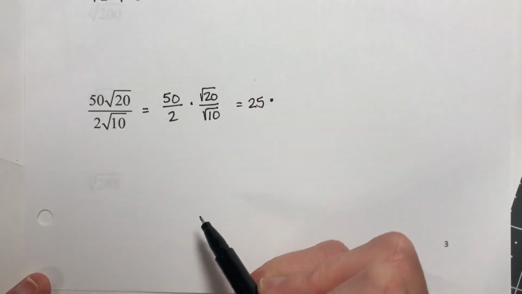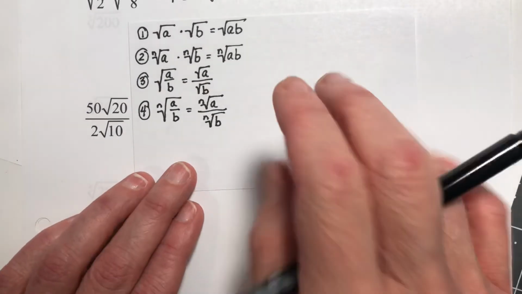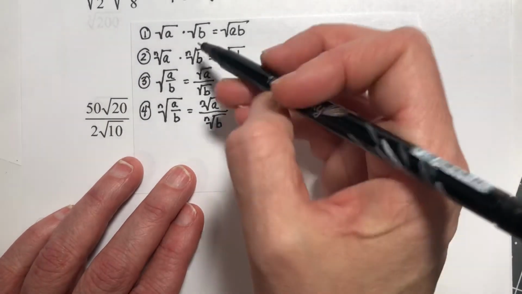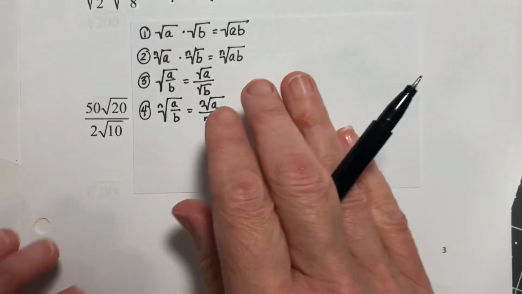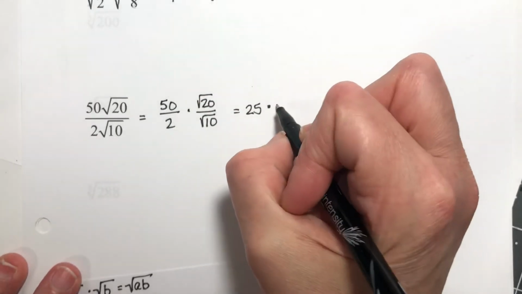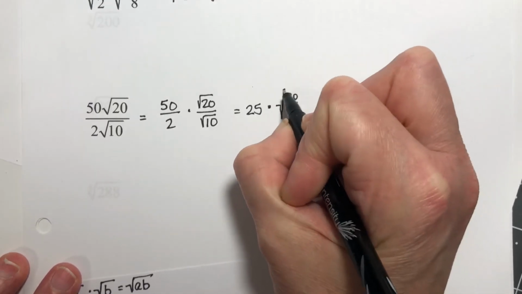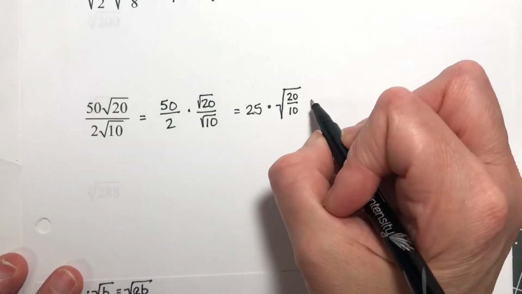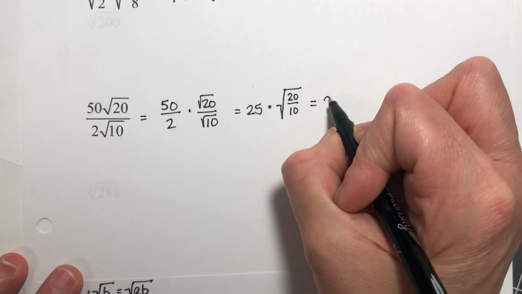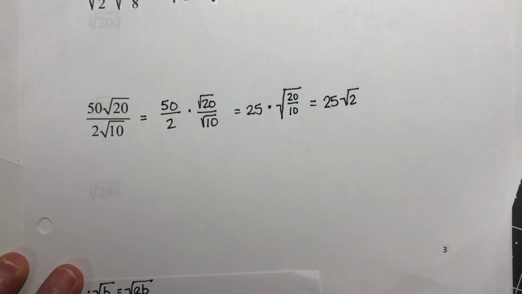Now what I'm going to do is use this property in reverse. Right now I have a radical over a radical, and I'm going to combine them back into one fraction. Now why did I do that? Because that fraction simplifies very nicely for me. 20 over 10 is 2. So I end up with 25 times the square root of 2, which is simplified for us.